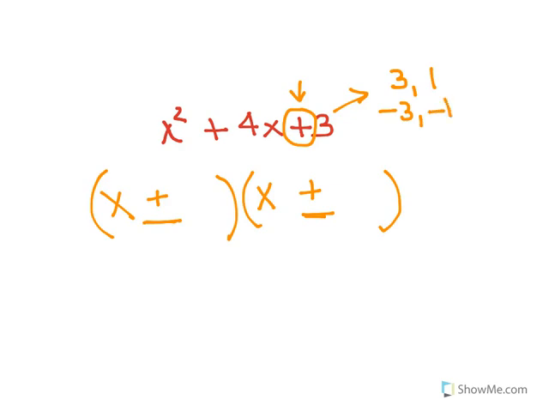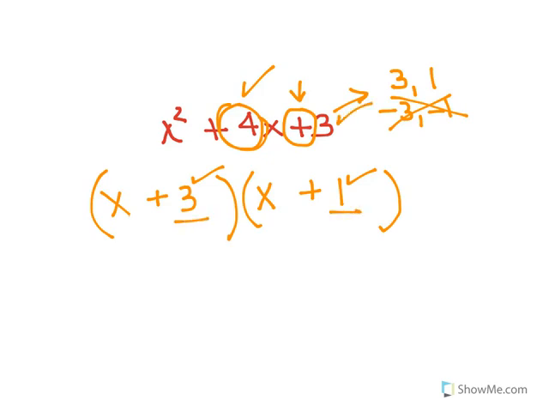So which one of them should I choose? Remember that when I add them, it has to give me 4. So obviously I'm not going to take the negatives, right? These negatives are going to disappear. I'm going to take the positives, and it's going to be positive 3 and positive 1. 3 plus 1 gives me 4, and 3 times 1 gives me 3.